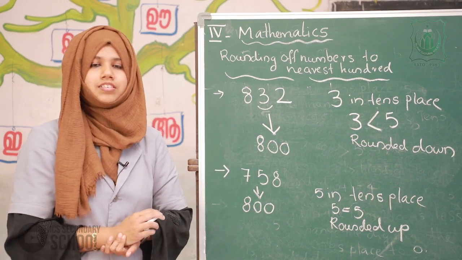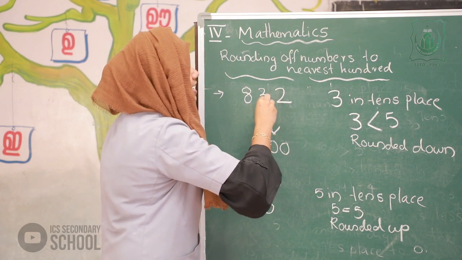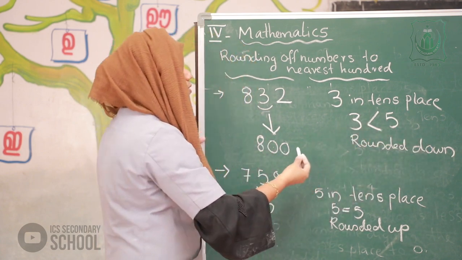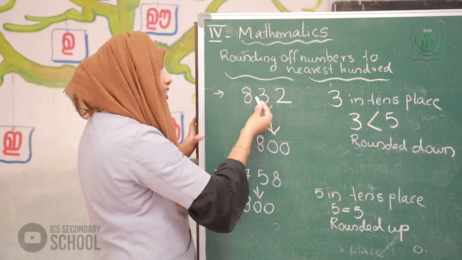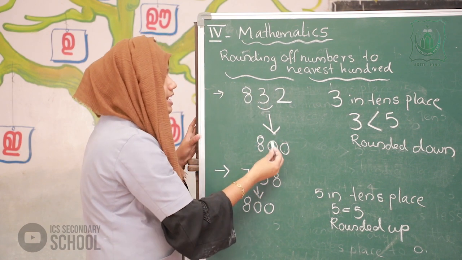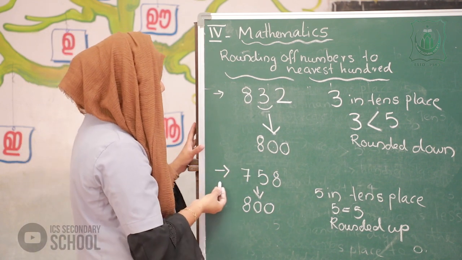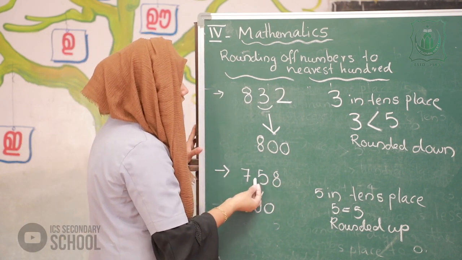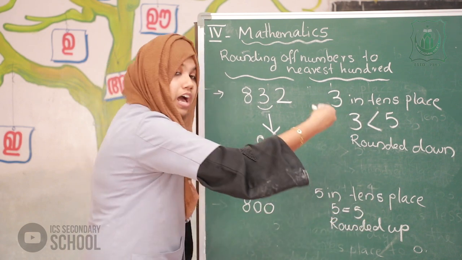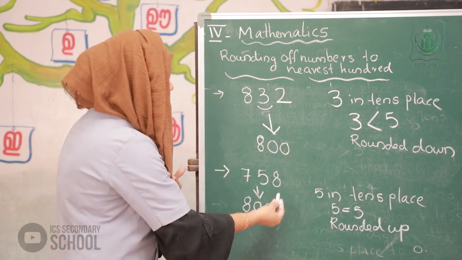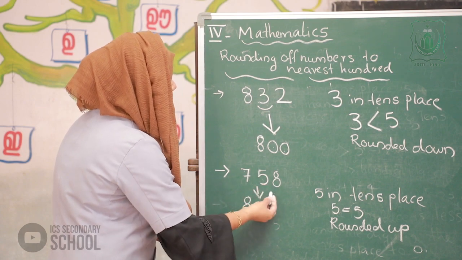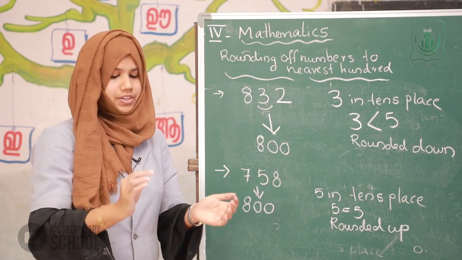You got it? In the first case, 3 is in the tens place and it is below the 5, that means it is rounded down. Then how to find the nearest hundred? There is no change in the 100 place. Change the ones and tens to 0. Next is 758. The tens place is 5. 5 is equal to 5, that means it is rounded up. So how to find the nearest hundred? Add 1 to the 100 place and change the ones and tens to 0. Is it clear? Okay, very good.